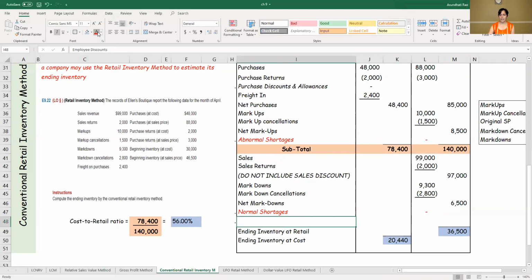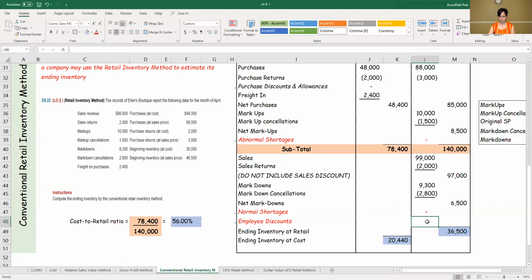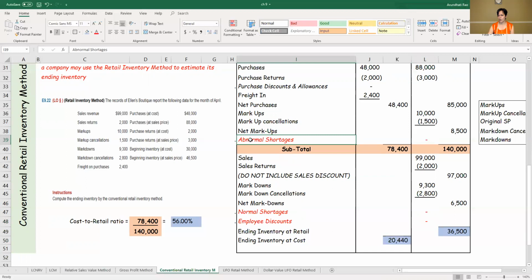Along those same lines, if we give employee discounts, it should be listed over here. It's not listed in the calculation for cost to retail. Basically, is it above this line or is it below this line? So keep in mind, if it's abnormal shortages, it's going to be above this line. If it's normal shortages, employee discounts, these are going to be below, which means they're not included in the cost to retail calculation. That's important to note where we're going to place these numbers.